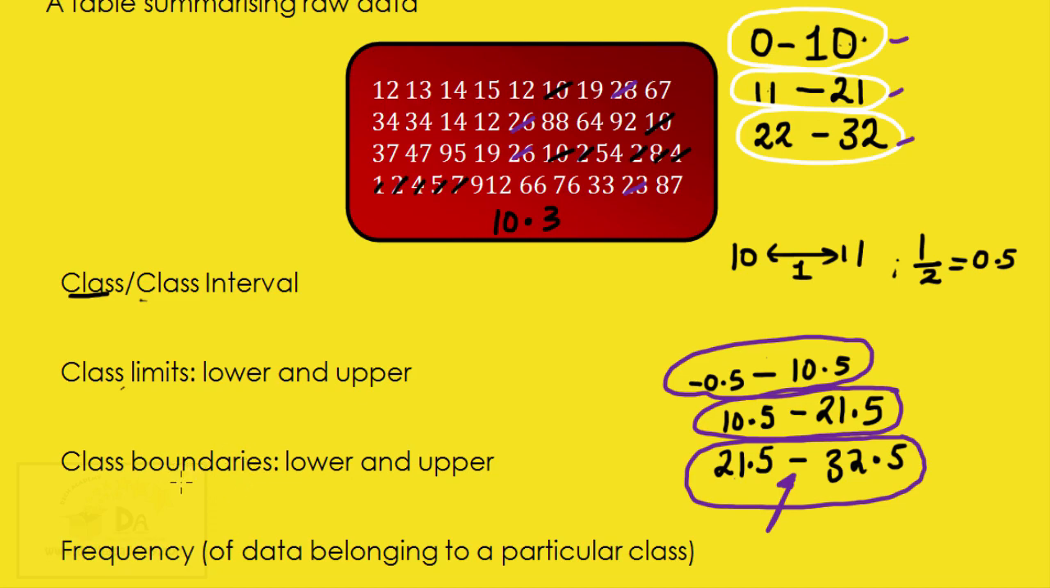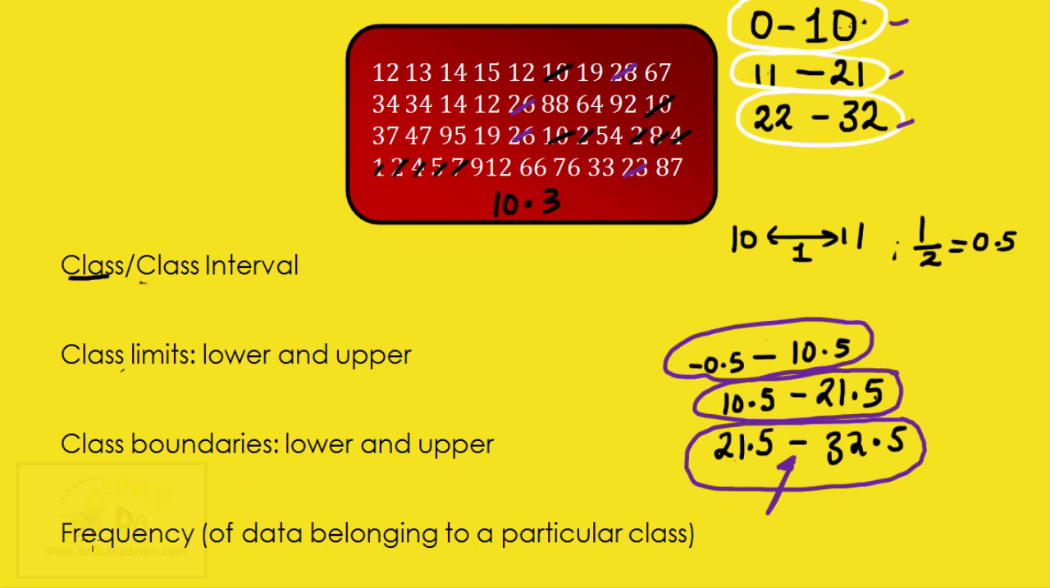What you note is that unlike class limits, where the upper class limit of a class and the lower class limit of the next class are distinct, so 10 is not 11, 21 is not 22, for class boundaries, the upper class boundary of a class and the lower class boundary of the next class can be the same. In fact, they will be the same. The upper class boundary of a class and the lower class boundary of the next class will always be the same. That's how it works.